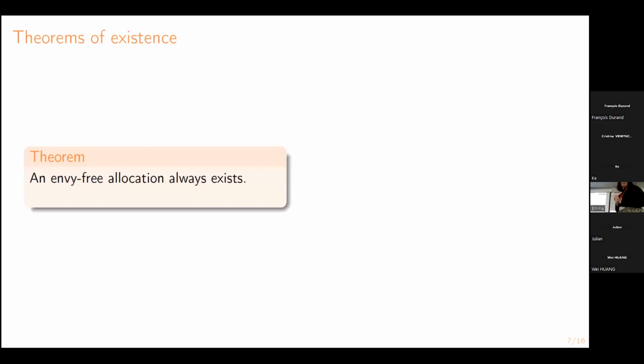Yeah, so theorem: an envy-free allocation always exists. This is true because we do not have direct measures, so that's why we supposed it before. It does not stay true if you have direct measures. And of course, a proportional allocation always exists because, as envy-free implies proportionality, if you have an envy-free allocation, you have a proportional allocation.